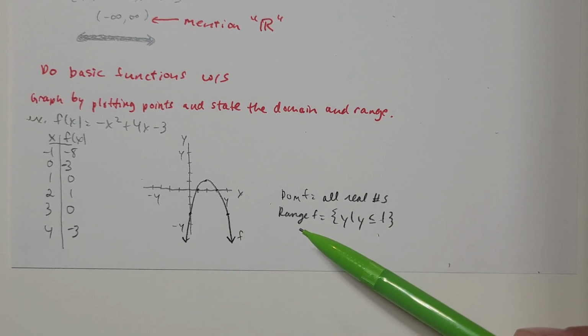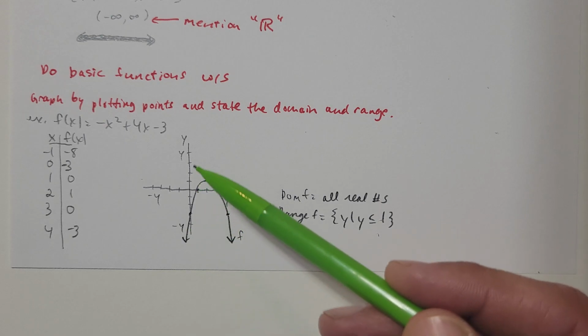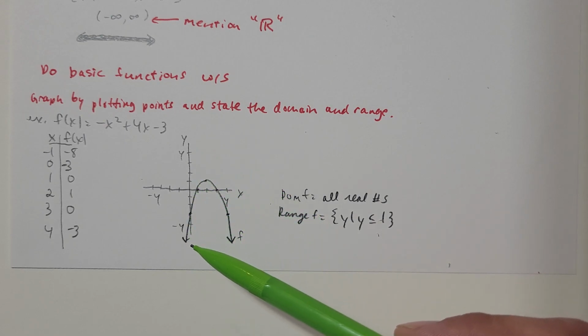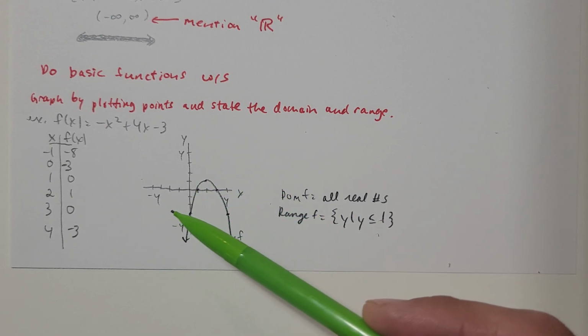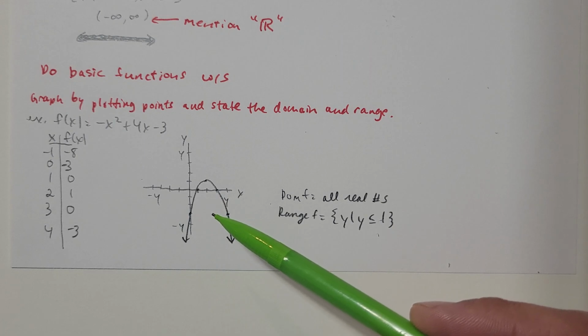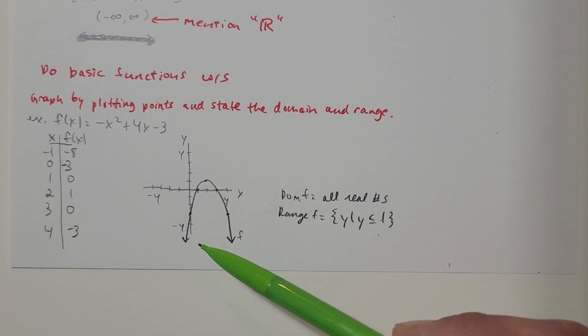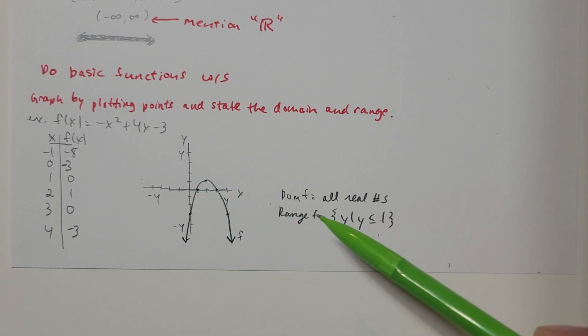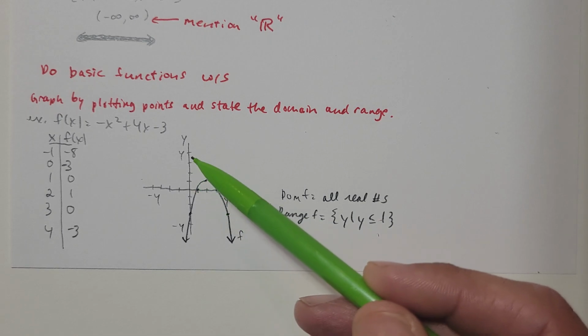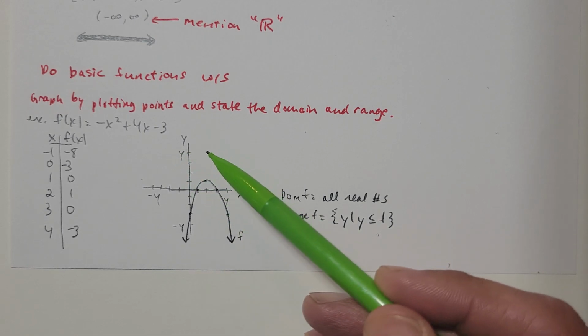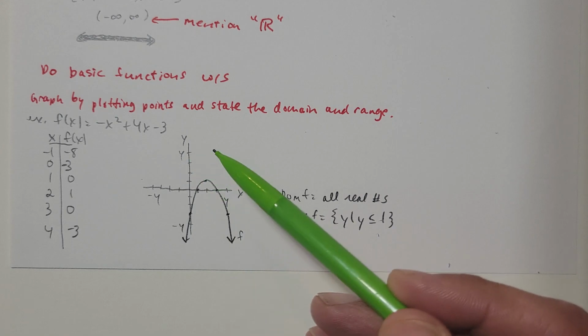Then the range is asking for the y values. So what are all the y values? If I scan the y-axis here, and I look to the left or the right, if I'm on the graph, I'm in the range. If I'm not on the graph, I'm not in the range. Here it looks like anywhere that would be 1 or less on the y-axis, I'd be on the graph. If I'm bigger than 1, I'm up here, and I don't have any graph up here when I look to the left or the right.